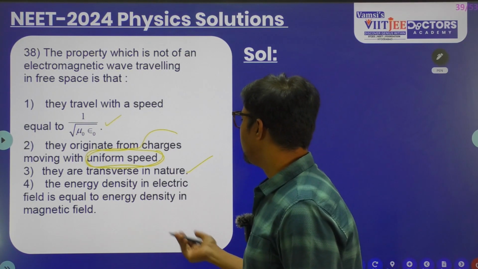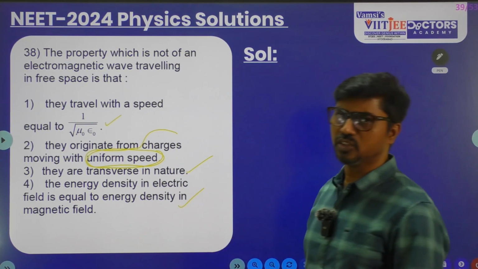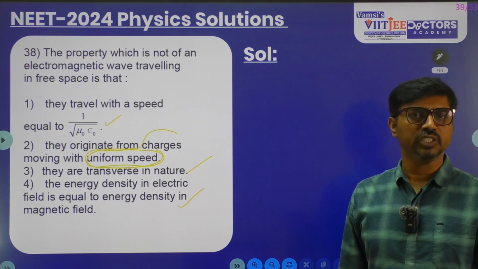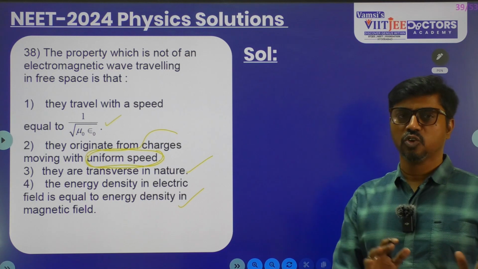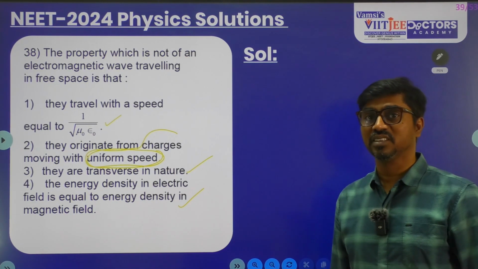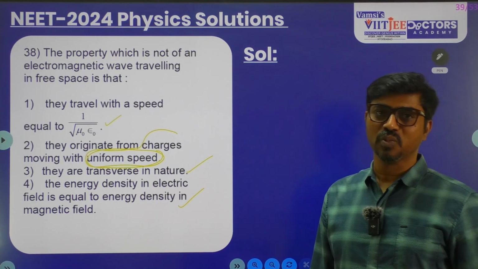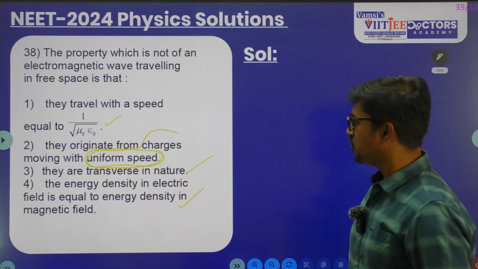Energy density in the electric field is equal to the magnetic energy density. That is also, you know, half epsilon naught E squared equals B squared by 2 mu naught. That also is known to you. So here, for your syllabus, electromagnetic waves are transverse, but there are some cases where you can have longitudinal electromagnetic waves, but that is out of syllabus. Let's not worry about it.